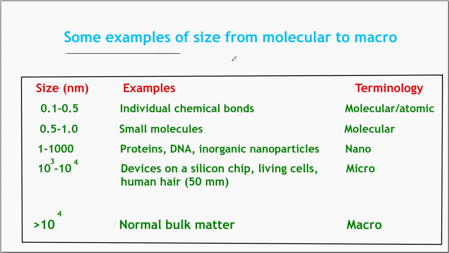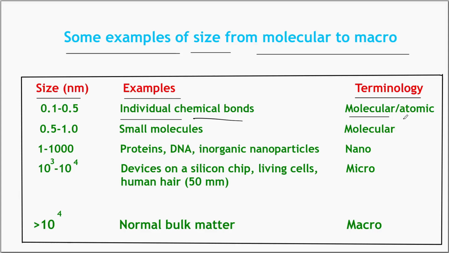We shall now see some examples of size from molecular to macro. In this table, we have 3 columns. The size in nanometer in the first column, the examples in the second column, and the terminology used to represent the examples in the third column. 0.1 nanometers to 0.5 nanometers lengths correspond to individual chemical bonds, so we call them molecular or atomic distances. 0.5 to 1 nanometer is the small molecules, for example hydrogen, and these are considered as separations or the molecular distances.